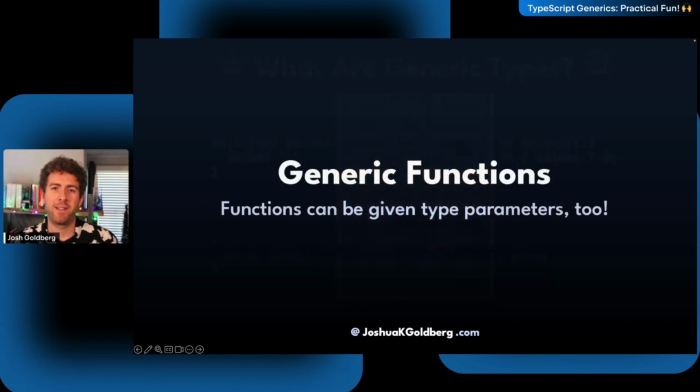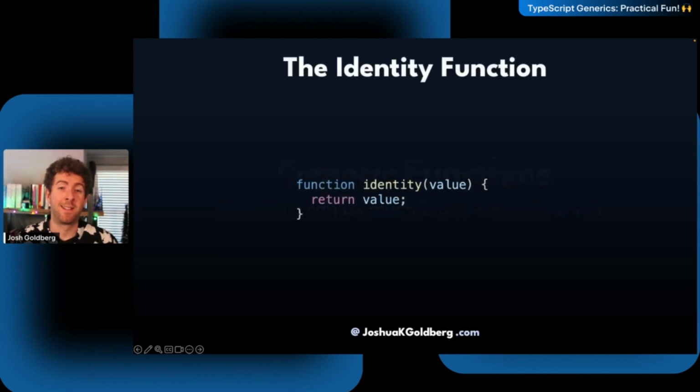I'm going to take a quick detour from pure type system land to talk a little bit more about functions, because runtime functions can be made generic too. One really nice motivator is the identity function. This is a really common one in programming language theory. It's the function that does nothing. All it does is take in an input and return that same input.